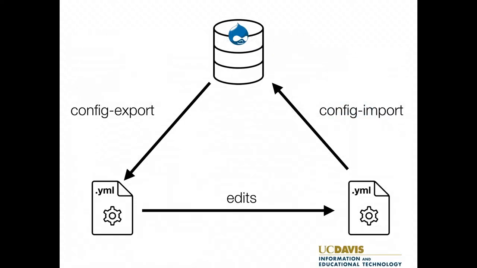This is a simple workflow for a single site where you would have your active configuration stored in the database. These are Drush commands. You can do it through the UI, you can do it through Drush, you can do it through Drupal Console, but you would do a config export, dumping your configuration into files. You would make edits to them somehow. You could use a text editor, you could use a local development environment, however you end up making changes to them. And then you do a config import back into your site. So that's a pretty simplistic way of doing it.